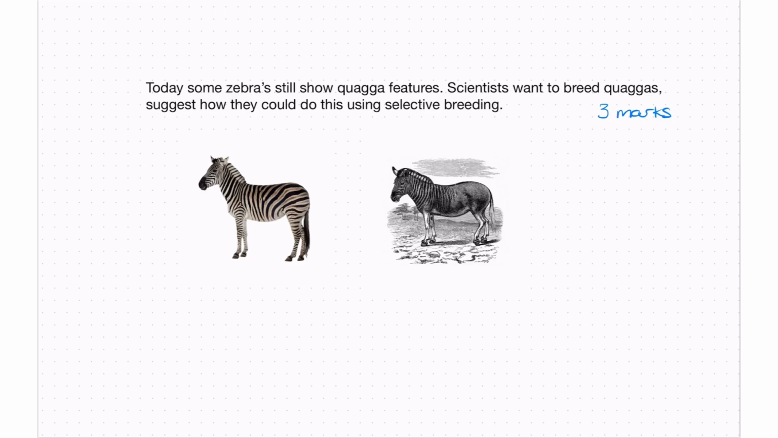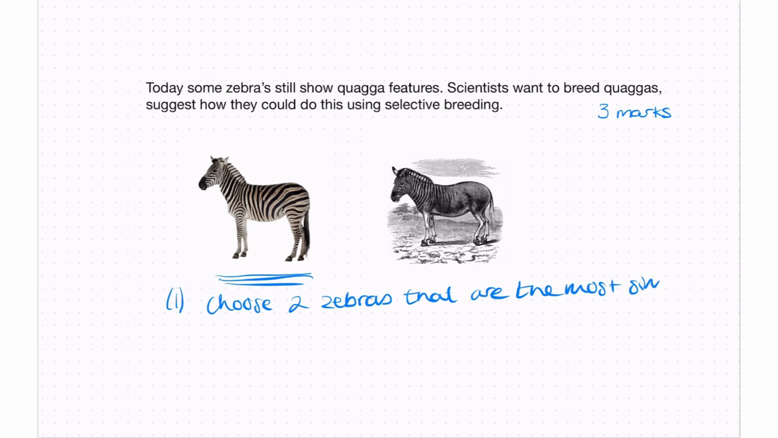So, to do this, you're using zebras, okay? And you want to try and produce quaggas eventually. So, first of all, the simplest thing to do is you choose 2 zebras that are the most similar to quaggas. So that means they have the most characteristics that are similar to a quagga. Then very simply, you need to breed them.